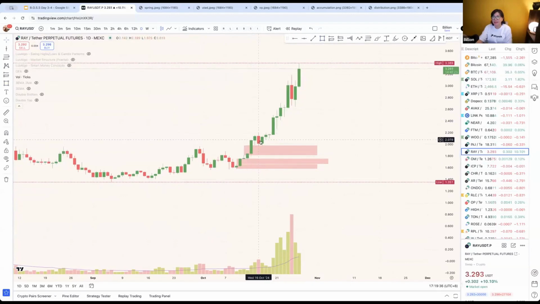It has a pullback. But again, this one already starts to touch it. It might not be so sound, but at least this is a criteria. This is a pullback. It continues to move. We mark this as an order block. Don't take it as a trade call.